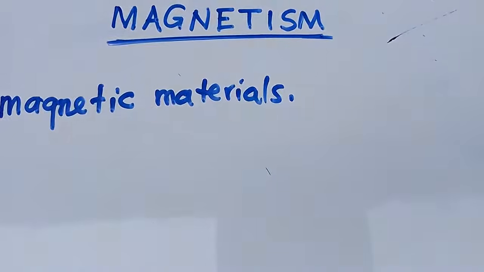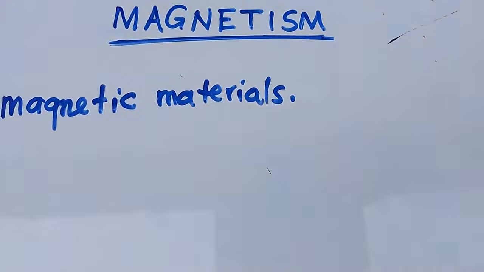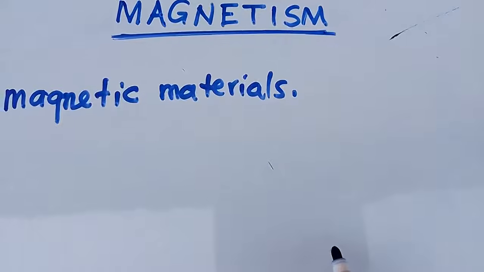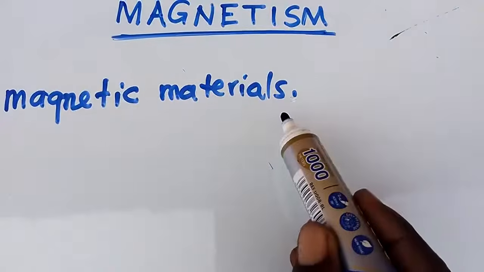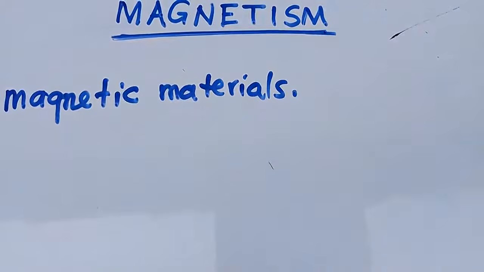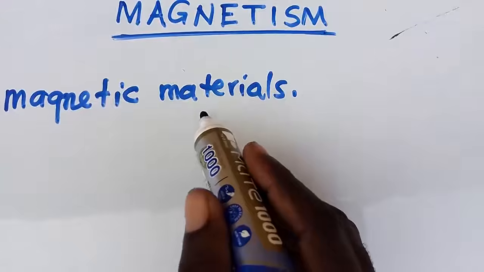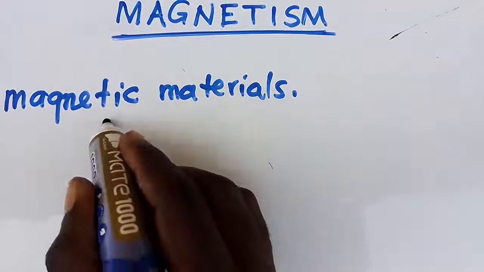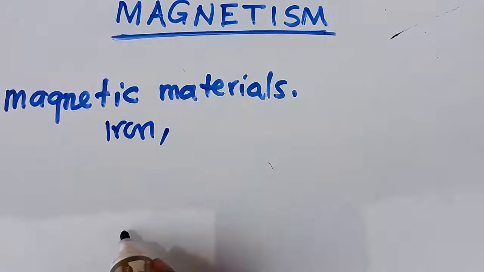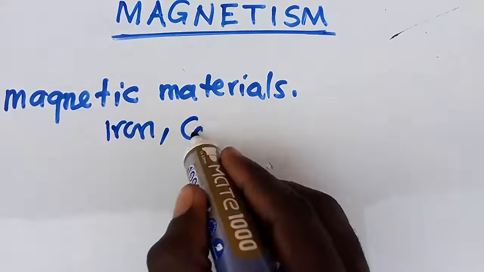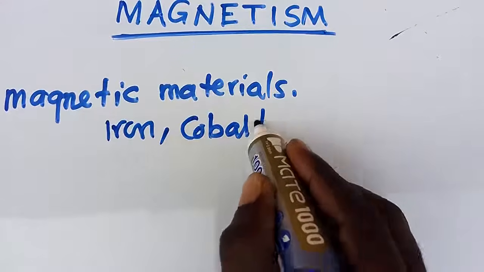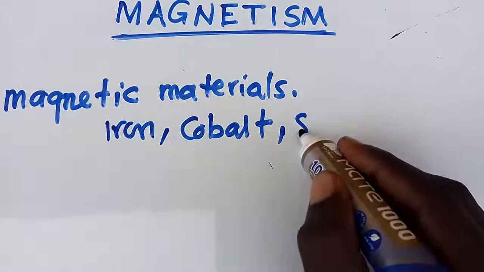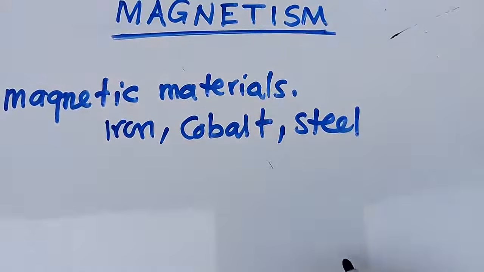So if someone asks you a question, what is a magnetic material? A magnetic material is a material that is attracted to a magnet. Examples of these magnetic materials: we can talk of iron, cobalt, and steel. These are some of the examples.